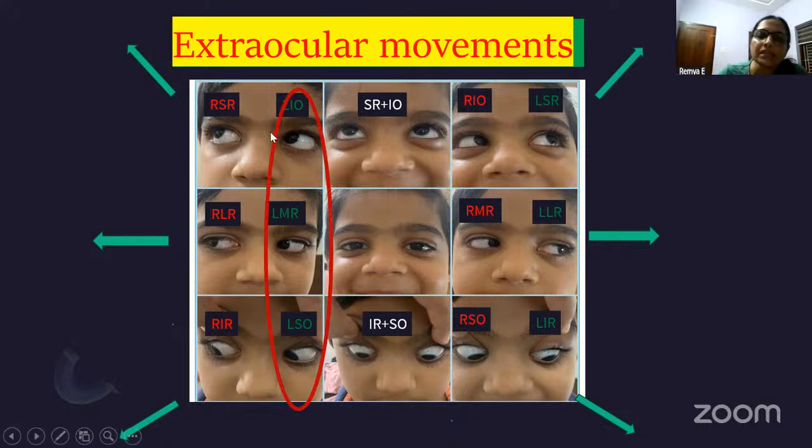So your oblique action you will test in the adducted position. So here, if this eye is going up, then I can tell there is a left inferior oblique overaction. If the eye is not moving this much, then I can tell there is a left superior oblique underaction. So your oblique action you will check in the adducted position.